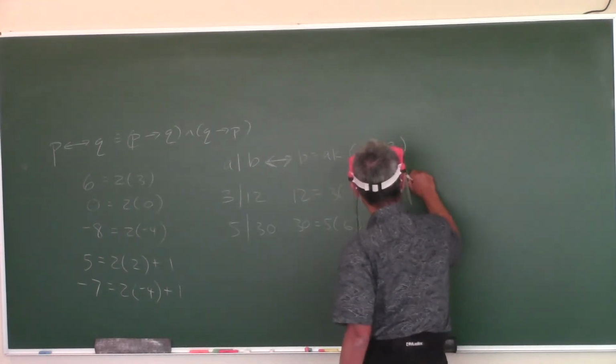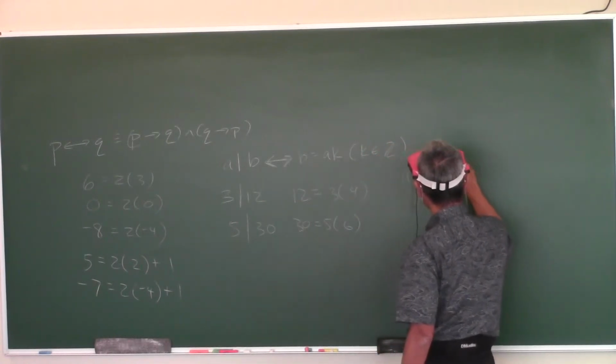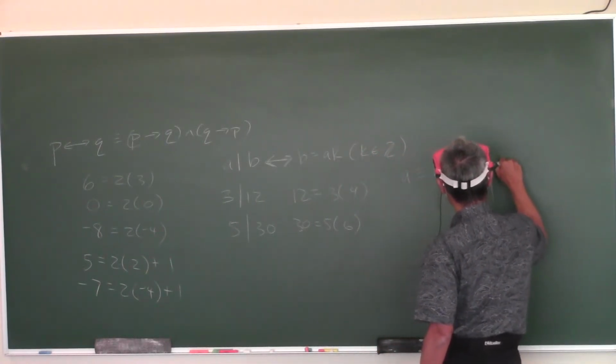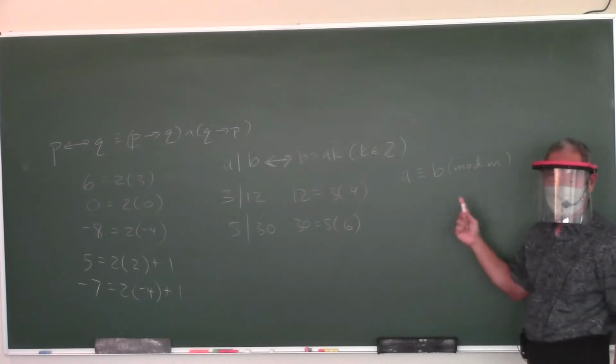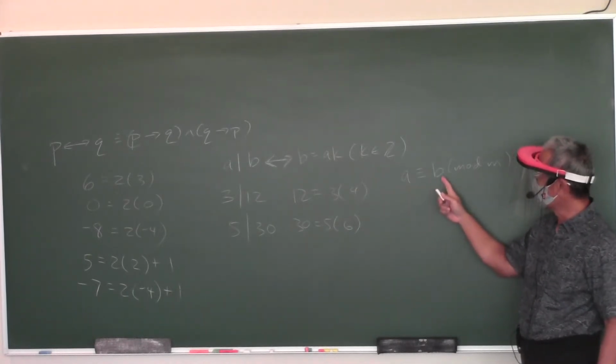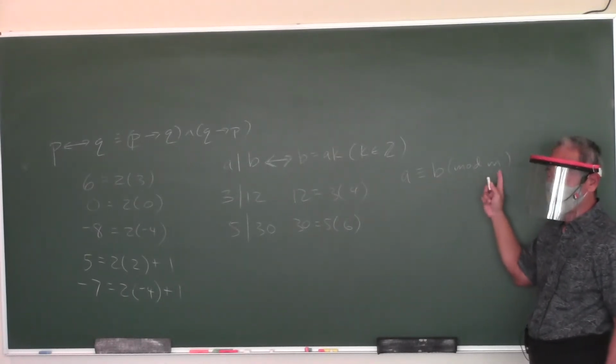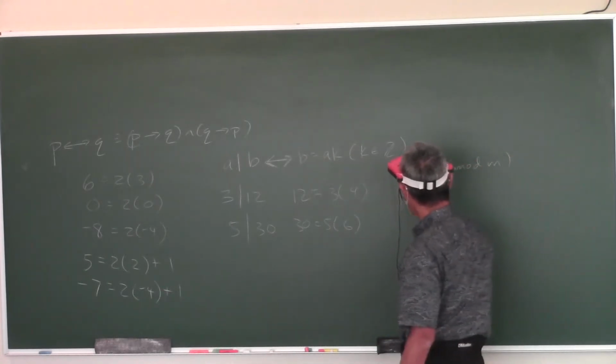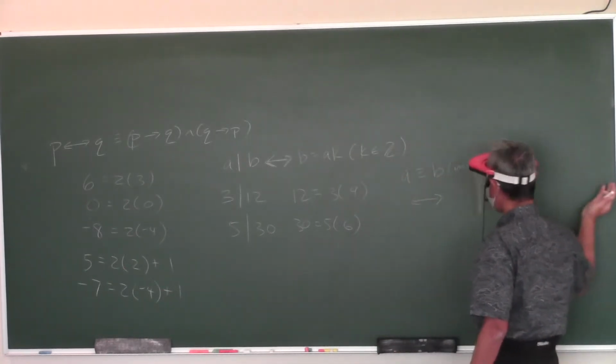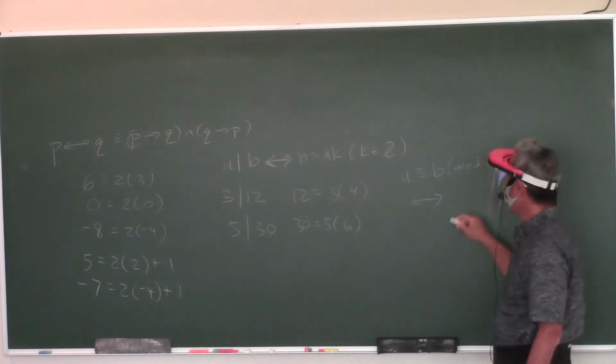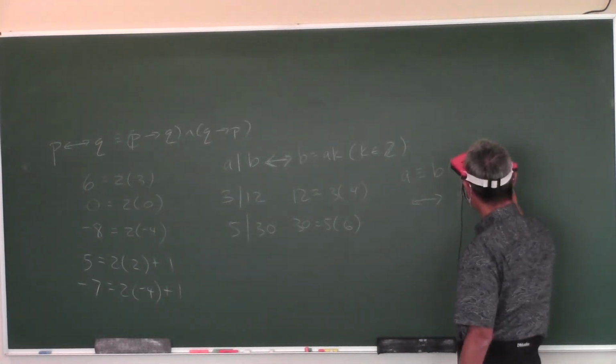A is congruent to B modulo M. That's the way you say this. A is congruent to B modulo M if and only if, I guess we gotta write it because I don't want to go on this side of the board, if M divides A minus B.